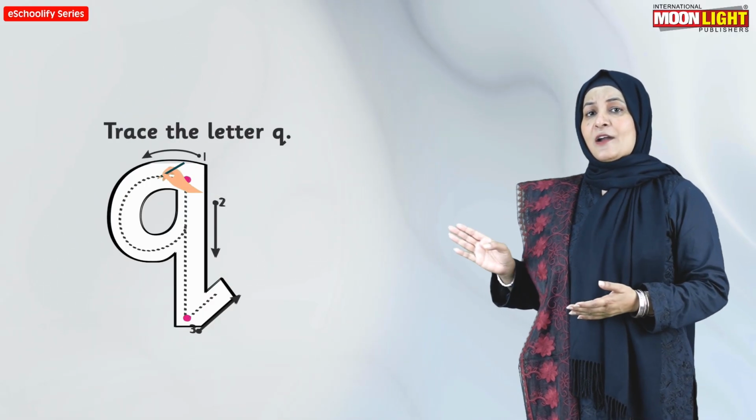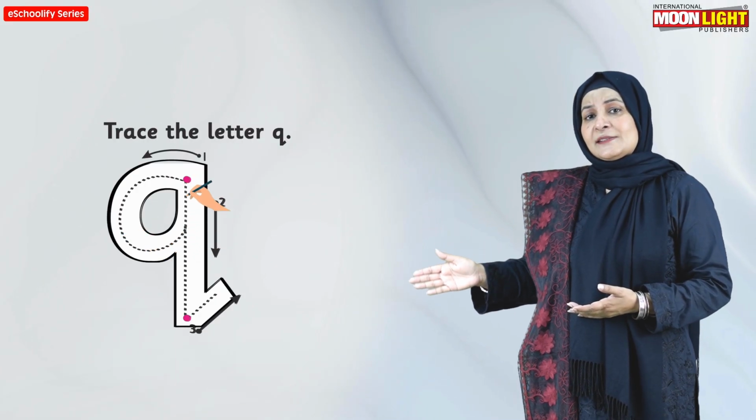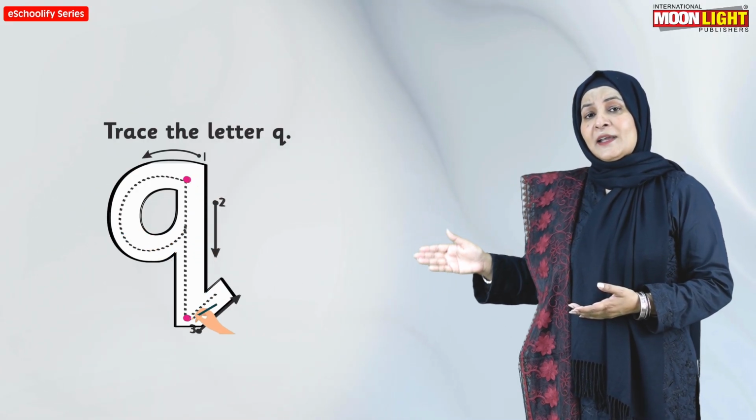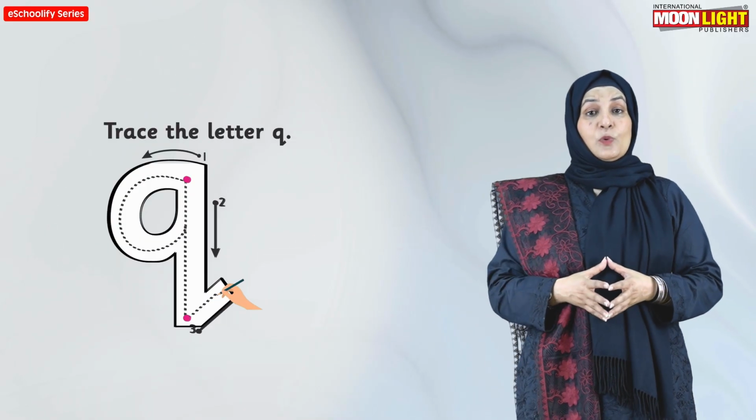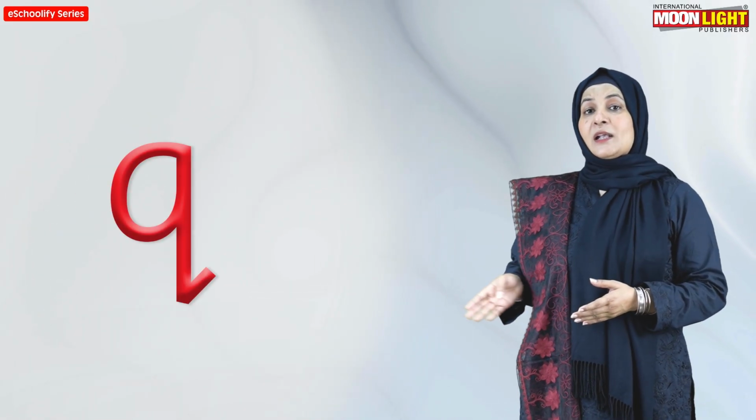Let's start. Start from the second line, make a semicircle, go up, come straight down and kick. It will make lowercase letter Q. It will make small letter Q. Q, and the sound of Q is qu.